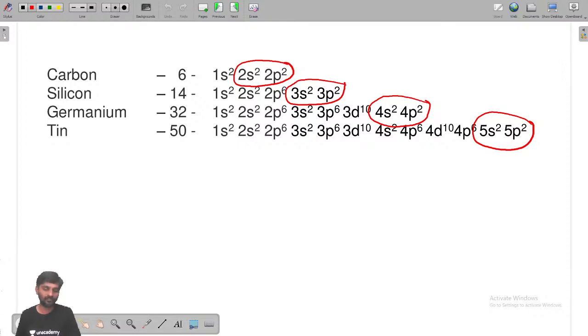Now come back to this. We say valency electrons. I can call them outer orbit electrons, outermost orbit electrons, outermost shell. I should say outermost shell. These are all outermost shells.